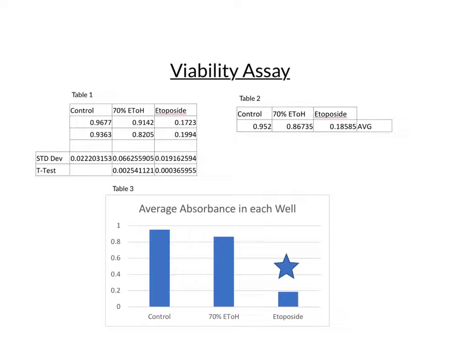Now the chart below shows the average absorption but in a different view. The chart gives a better visual look on the significance of the treated cells compared to the control. And you can see here, signified by the star, that there is a significant difference between the two controls and the treated cells with the mistletoe extract.